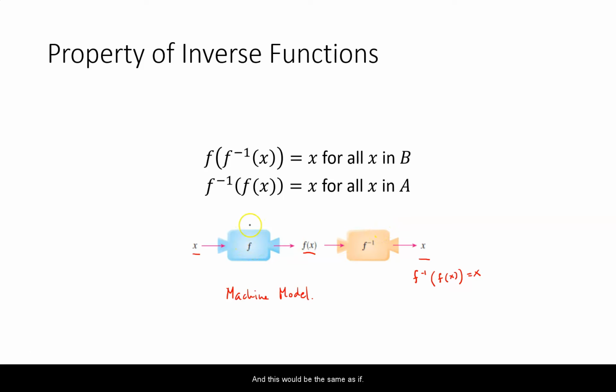This would be the same as if I had the inverse here instead of the original f, and then I had the original f here. If I put an x into this machine, then we're going to get f inverse of x here. Then I put this into the f machine, and it sends it back to x, where this would actually be f composed with f inverse.